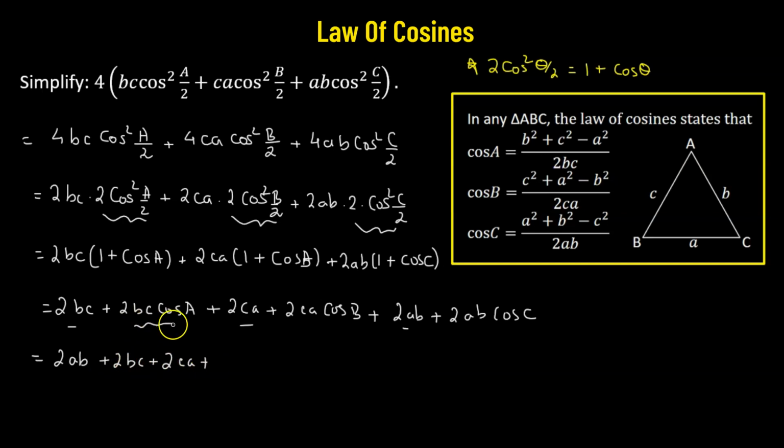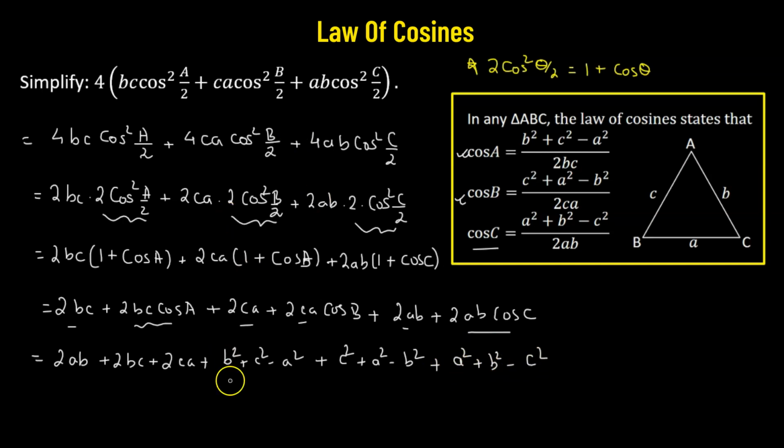Now coming to the second term, we have 2 times BC multiplied to cosine of A. So if we consider the cosine of A value and cross multiply 2BC with it, then this is going to give us the expression B squared plus C squared minus A squared. Similarly, coming to the fourth term, 2 times CA cosine B. So here we can consider cosine of B. If we cross multiply 2CA with cosine of B, this is going to give us C squared plus A squared minus B squared. And finally 2AB cosine of C. So this is going to give us the value A squared plus B squared minus C squared.